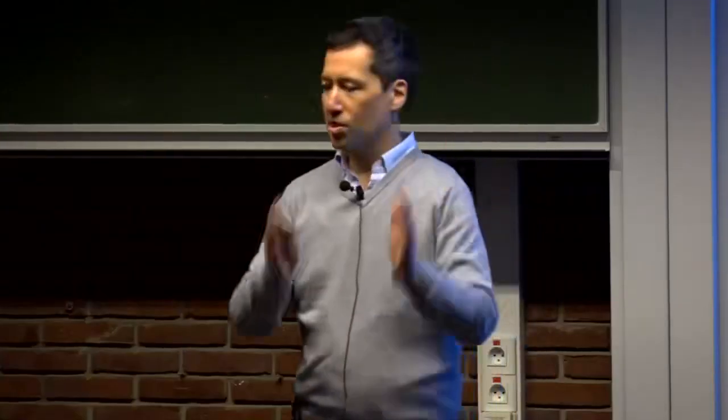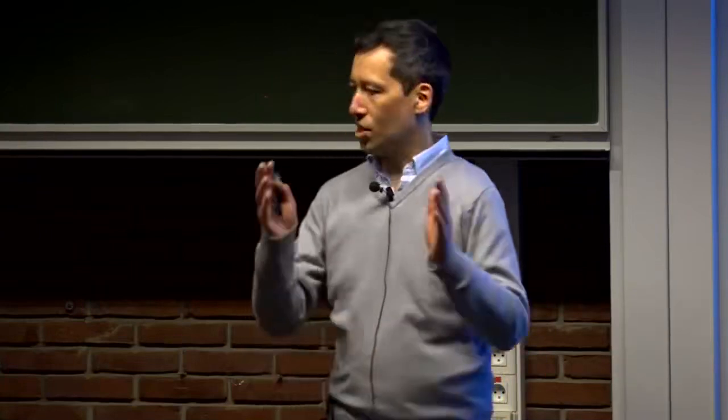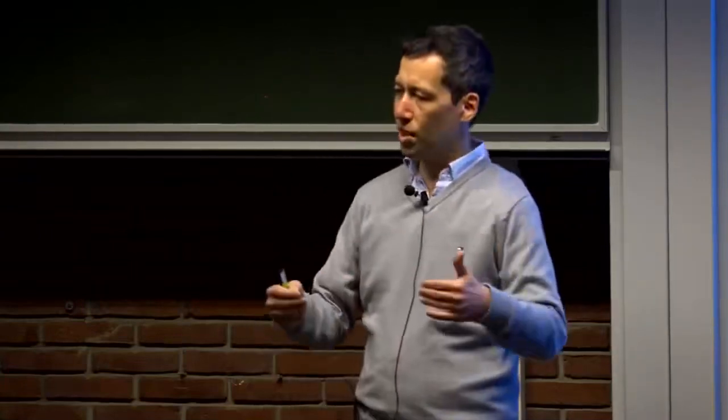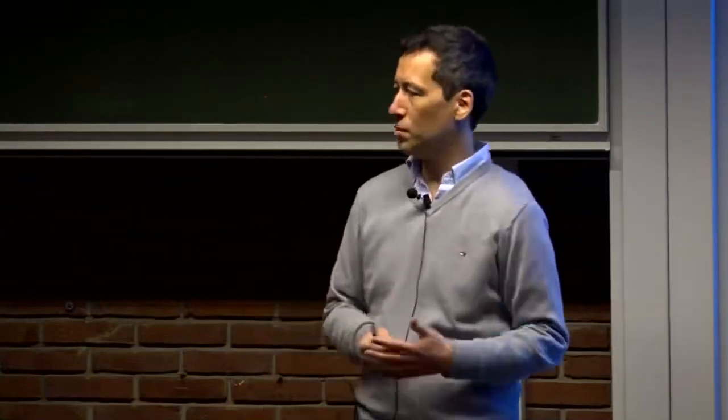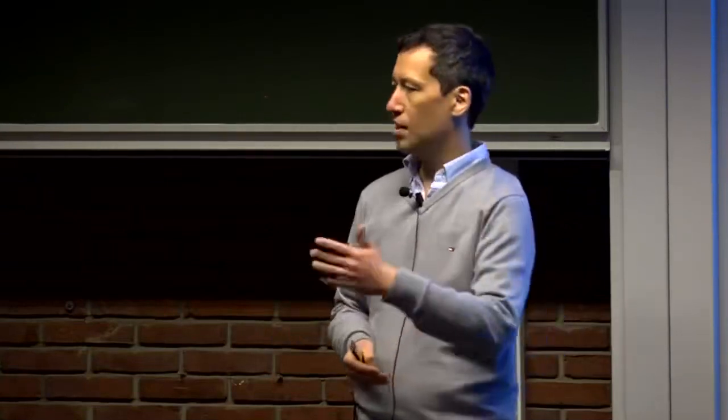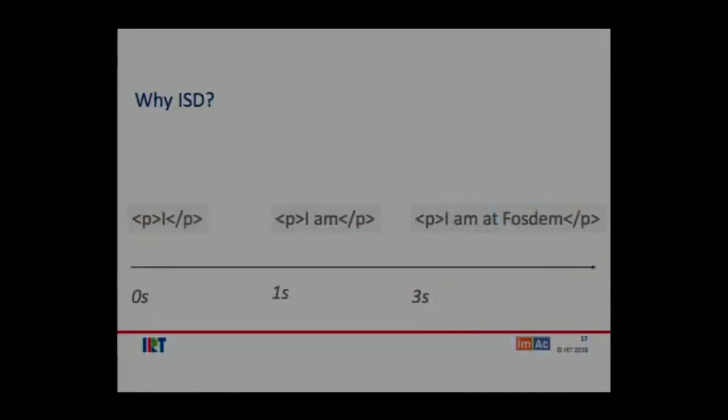So you want a representation at 0 seconds where just the "I" would be in the content element and the p in the paragraph; in this case, at 1 second it will be "I am", and at 3 seconds it will be "I am at FOSDEM". So in the Intermediate Synchronic Document, everything that is not relevant at a specific point in time, where you want the result of the subtitle rendering plane, is pruned out and you get just what you need to render. And then you can do whatever you want.